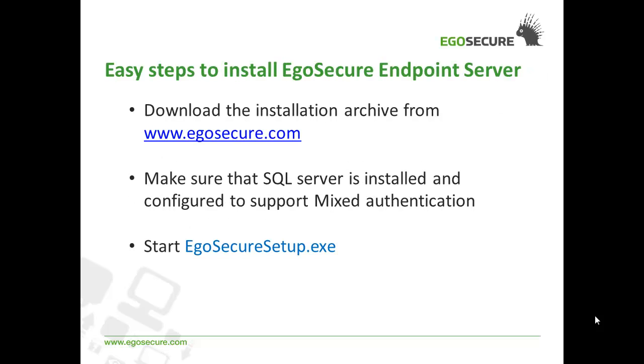The first thing you need to do is to download the installation archive from egosecure.com. After that, please make sure that SQL Server is installed and configured to support mixed authentication. After that, you can start EgoSecure Setup executable file from the installation archive.